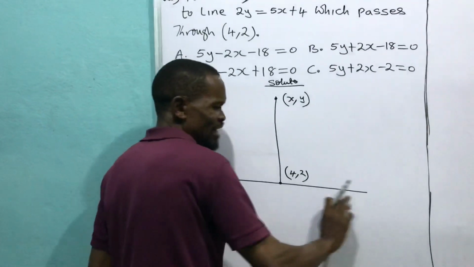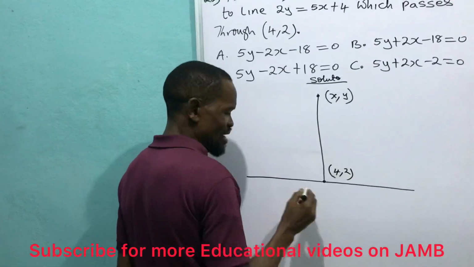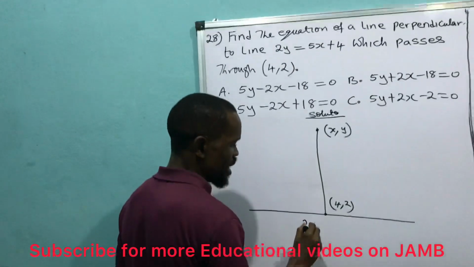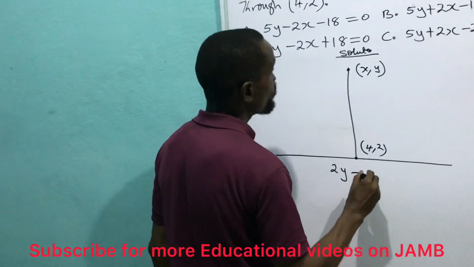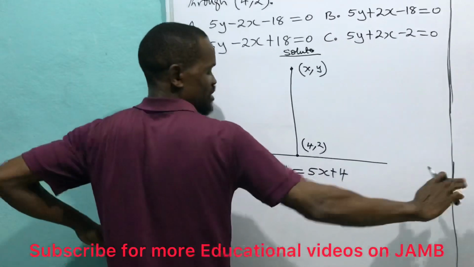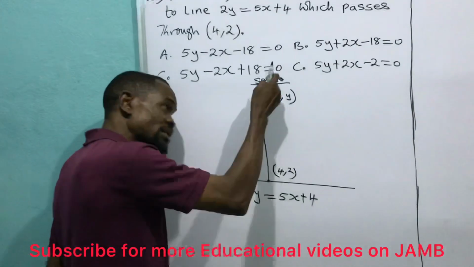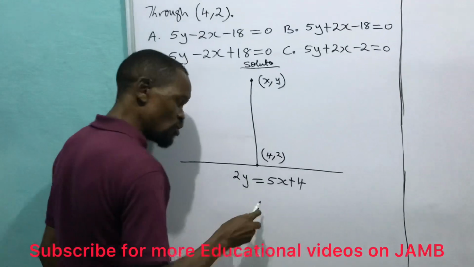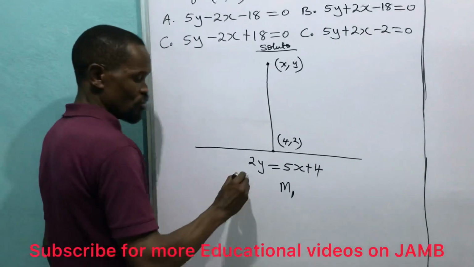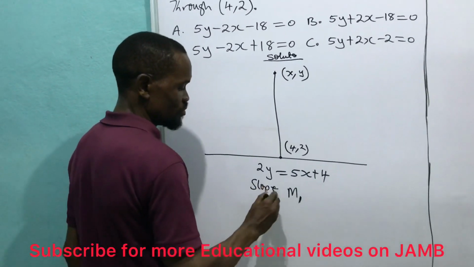An equation of this line, which the line is perpendicular to, that equation is given to me. Look at the equation, which is 2y equals 5x plus 4. This is the equation of this line. And the slope of this line, which this line is perpendicular to, I label it as M1. That's the slope. Slope of that is equal to M1.